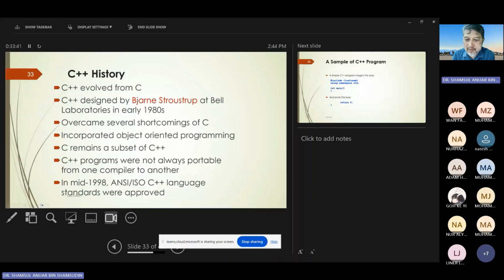Object-oriented programming is a term I commonly heard, but something that you need to go through. C++ is still based on the original C, but it has some differences. Maybe we can look into that next time. But C++ programs were not always portable from one compiler to another.